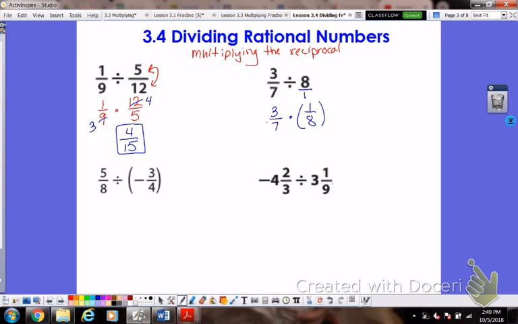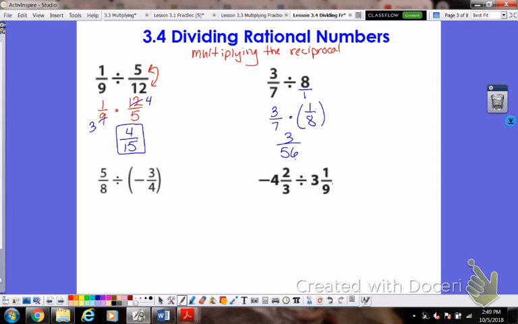So now we check. There's nothing that we can reduce. 3 times 1 is 3. 7 times 8 is 56. Double check again. 3 does not divide into 56. So our final answer is 3/56.